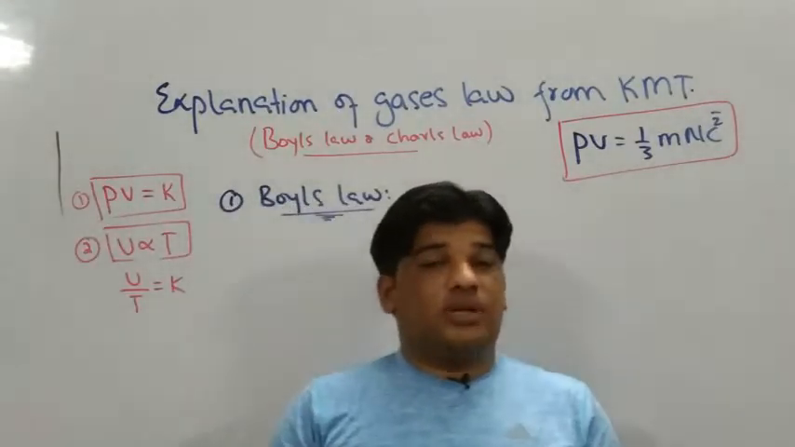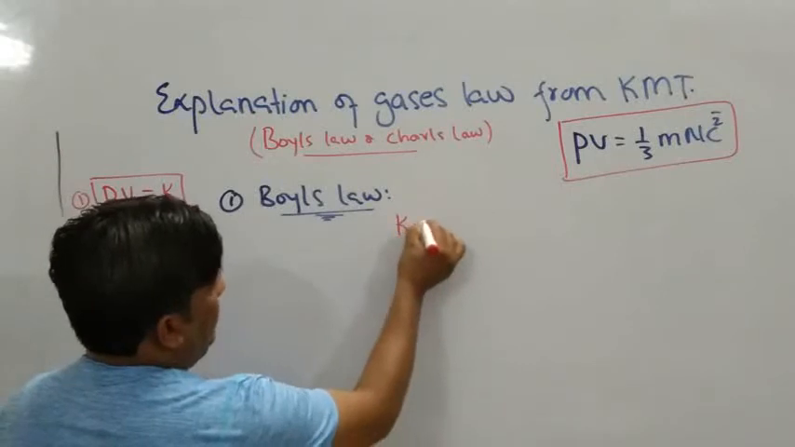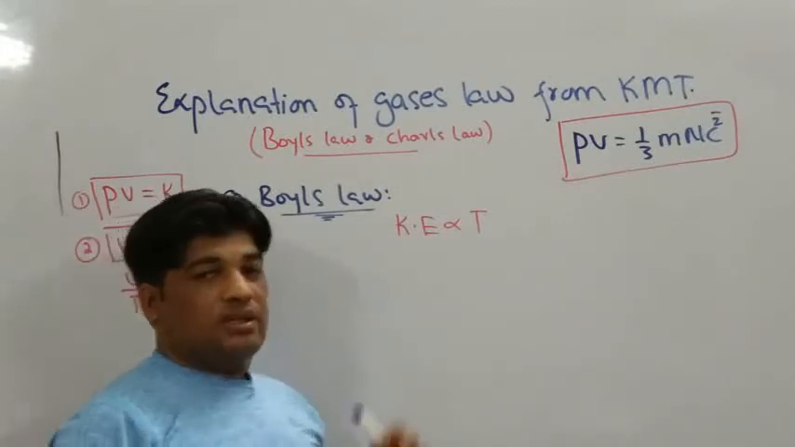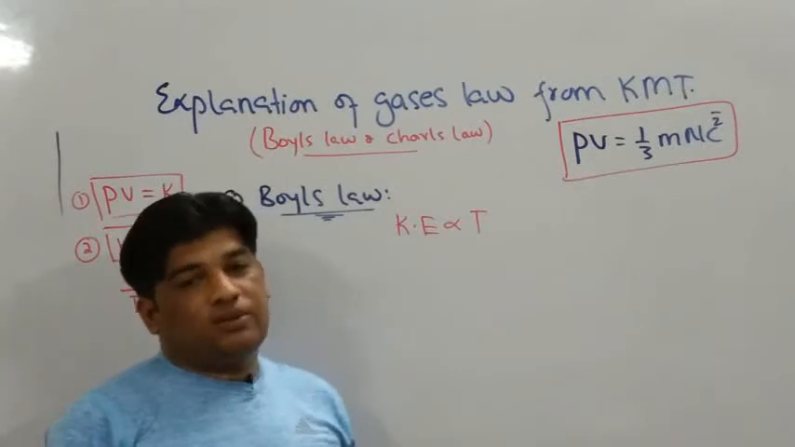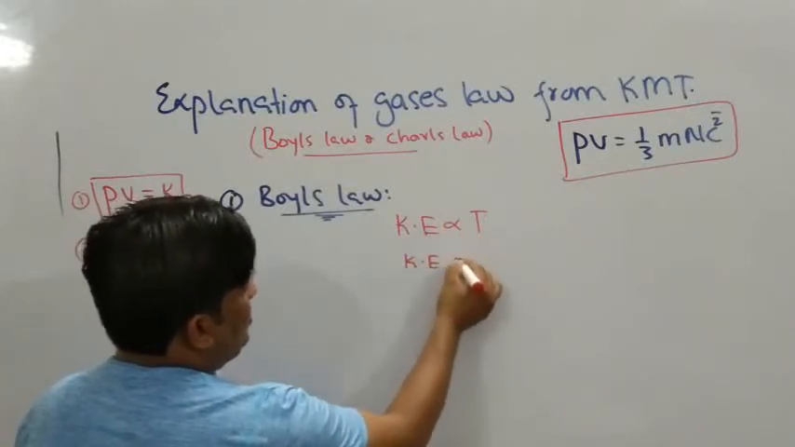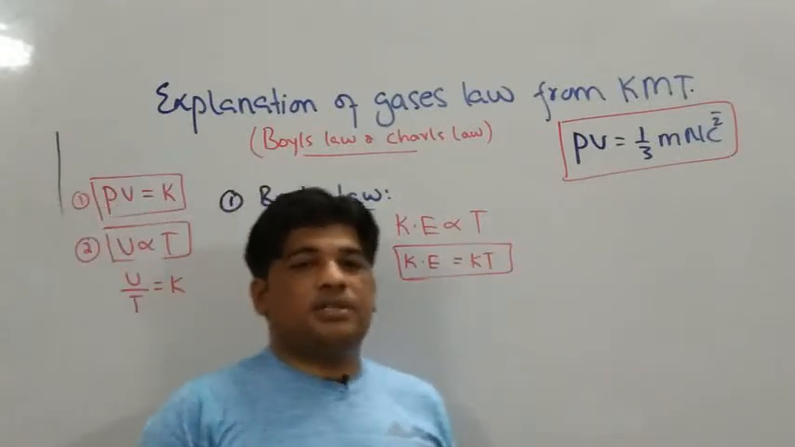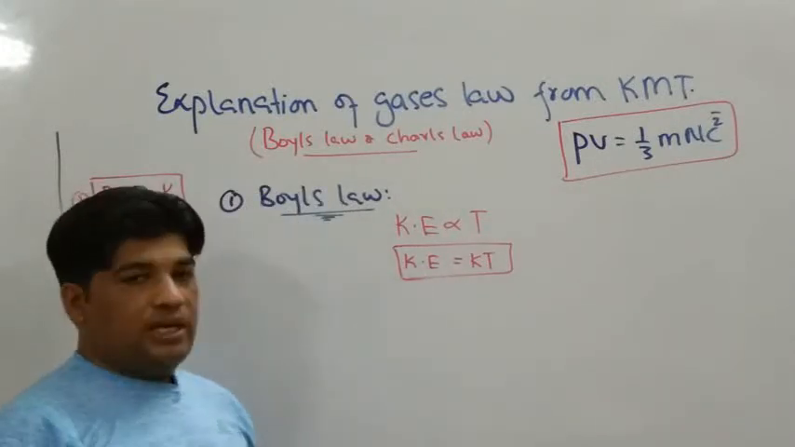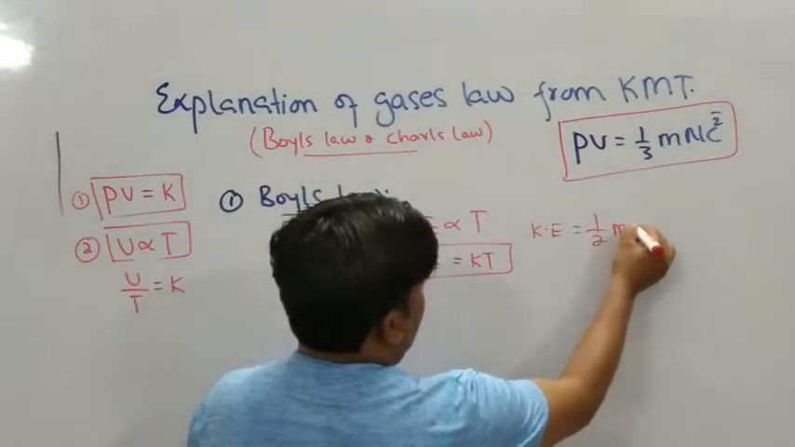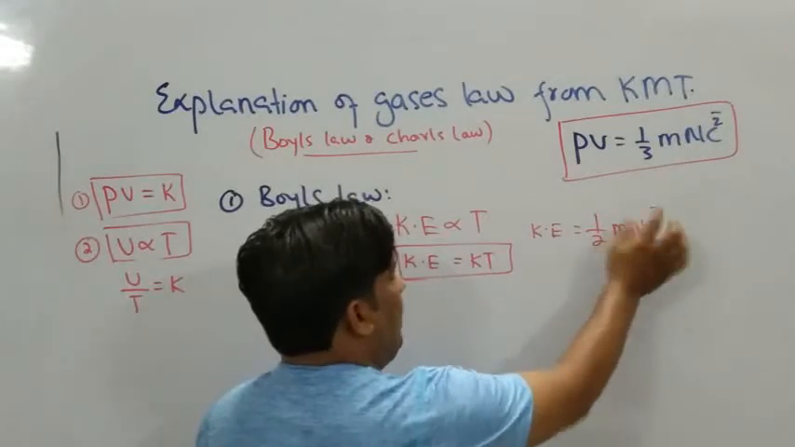We know one of the postulates of the kinetic molecular theory of gases: the kinetic energy of the molecule is directly proportional to absolute temperature. One of the postulates of KMT is that the average kinetic energy of the molecule is directly proportional to absolute temperature. So proportionality खत्म करेंगे, so हम क्या डालेंगे, constant डालेंगे, so that is equal to KT. ये हमें KMT के एक postulate से पता चल जाता है, where K is kinetic energy, that is equal to 1/2 mc square. For a single molecule, the kinetic energy is 1/2 mc square.